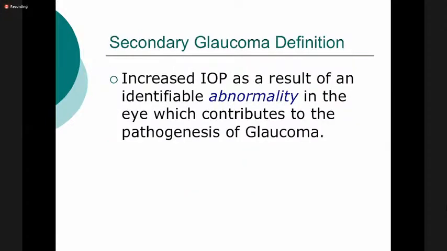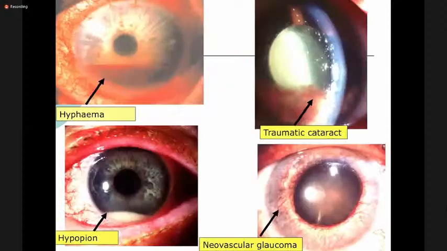So now let's move on to the secondary glaucoma. So we have looked at the primary open angle and angle closure glaucomas. Now let's look at the secondary glaucomas. In these cases, the pressures are increased. IOP is intraocular pressure. The pressures are increased as a result of an identifiable abnormality in the eye. There are so many, but we'll look at just a few of them.